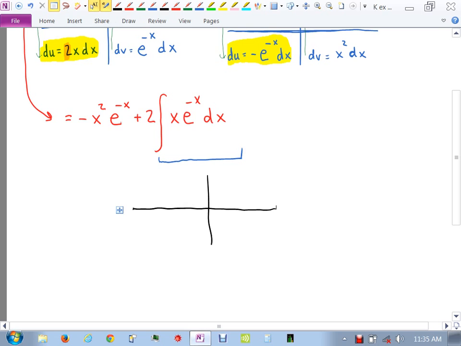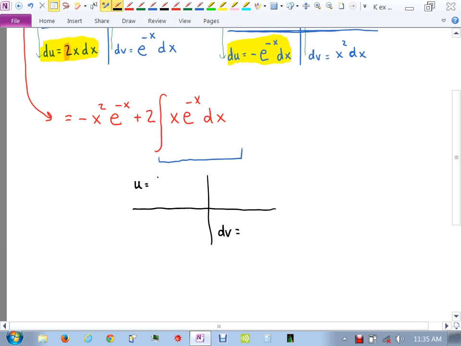It is okay to use u and dv again, as long as you don't confuse it with the u and dv from before. But notice our integral doesn't have a u and a dv, right? It doesn't have the variables u and v. So I can still use u and v. So I'm going to choose a u and I'm going to choose a dv on my second application here.